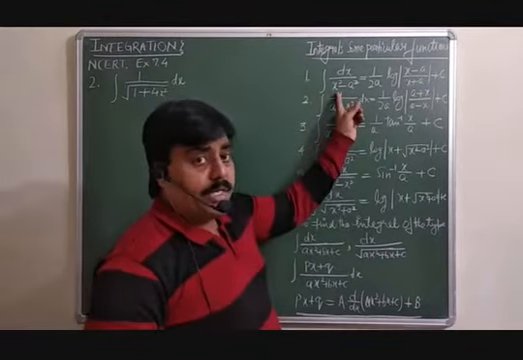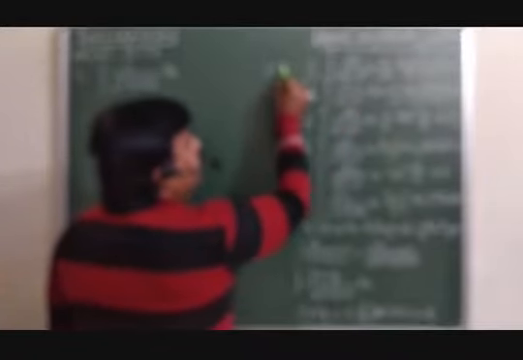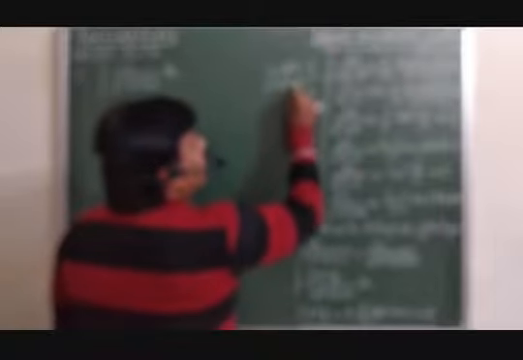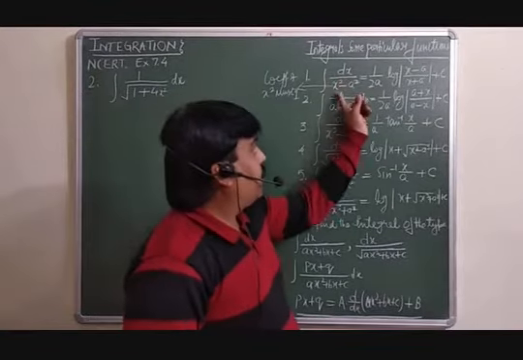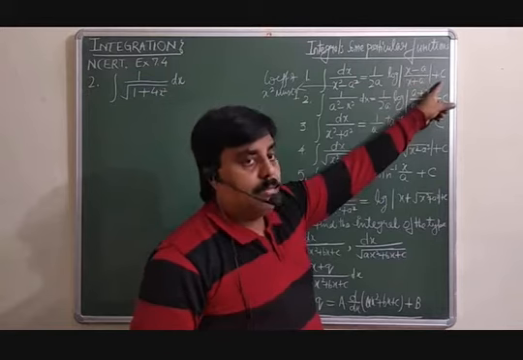Here the important point is that the coefficient of x square must be 1. If it is not 1, you are supposed to make it 1. Then dx over x square minus a square, you can write as 1 over 2a log of x minus a over x plus a, plus c.